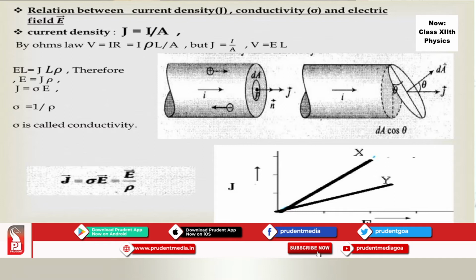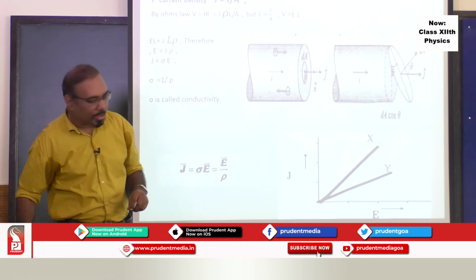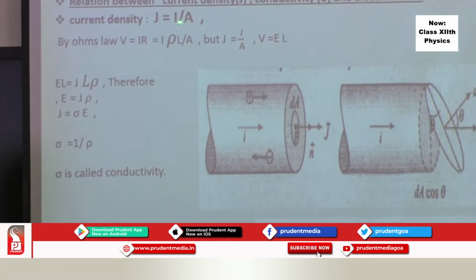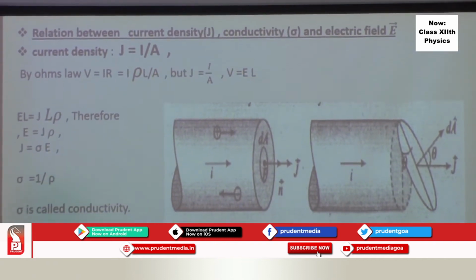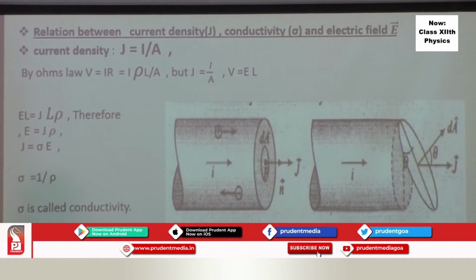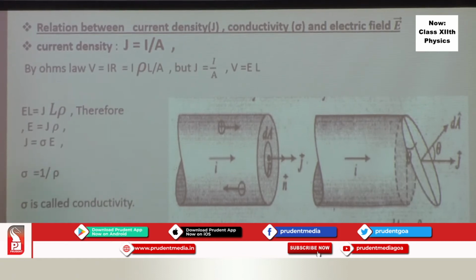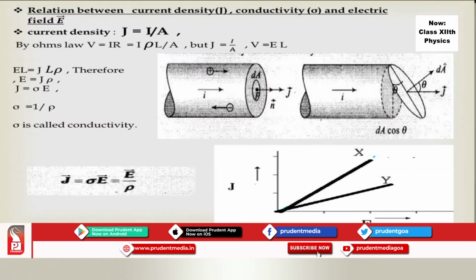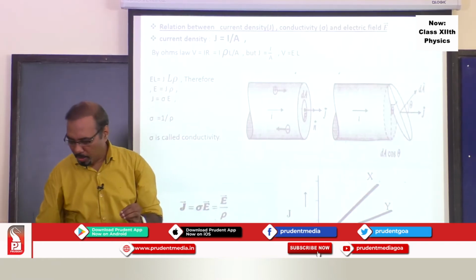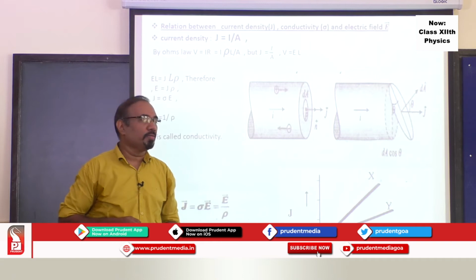Now let's try to understand the relation between current density, conductivity, and electric field. These are related concepts which you should know. Current density is nothing but current per unit area. As I told you, electrons are in motion in the presence of an electric field. They don't travel in a straight line. They do collide, but there is a net displacement against the direction of the electric field, and that results in the drift velocity. So the net drift velocity is always in the direction against the electric field.